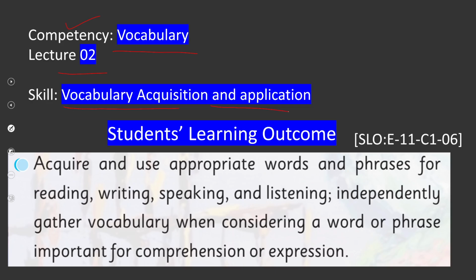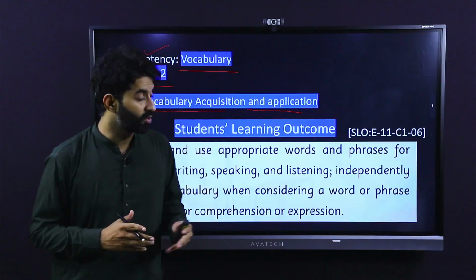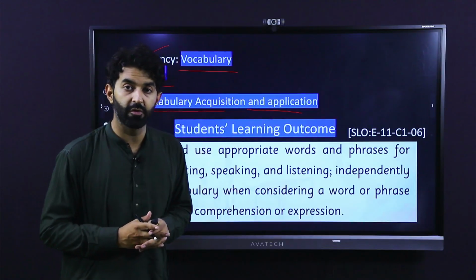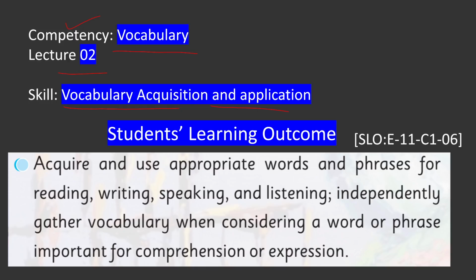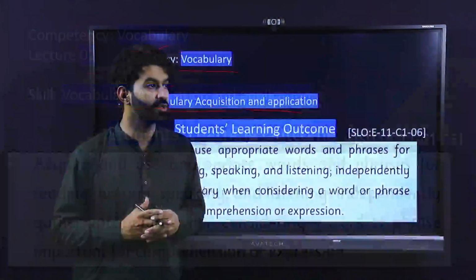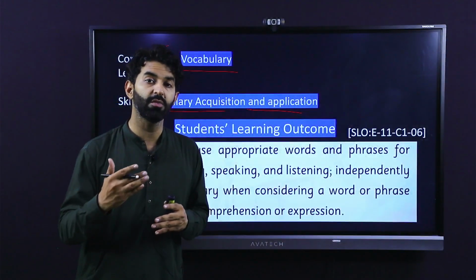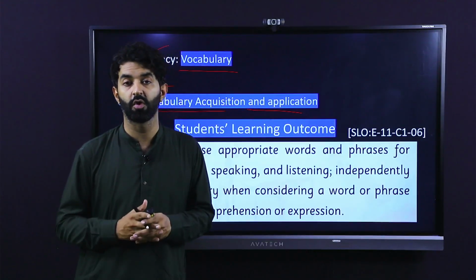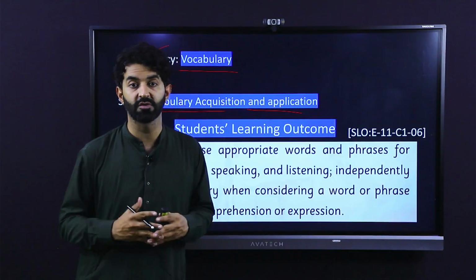Now, this is our students' learning outcome that you can see in front of you, which I'm about to read for you. I hope that you're listening. Your questions are very warmly welcome. You can ask your question. Do not unmute your mic unnecessarily. Only do it if you want to ask any question or raise your hand.